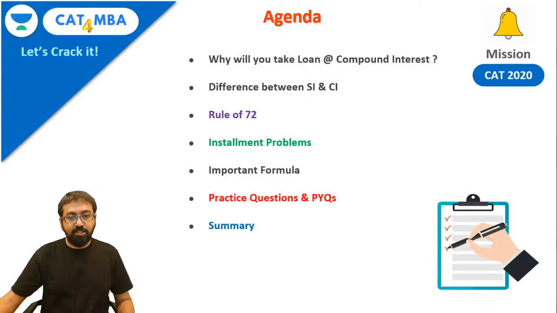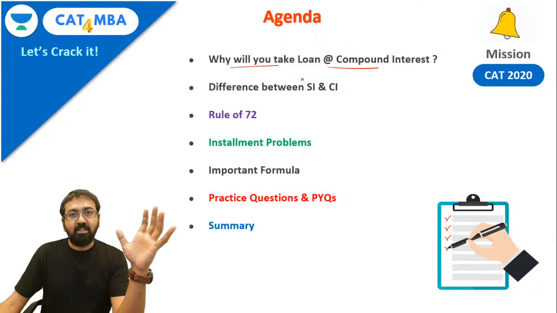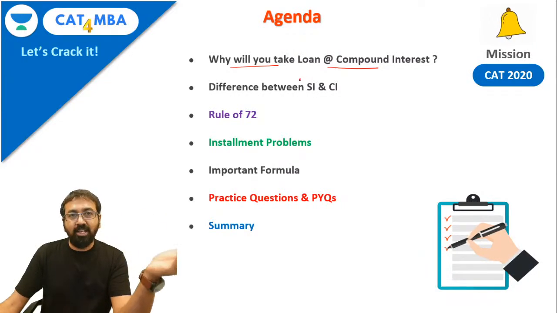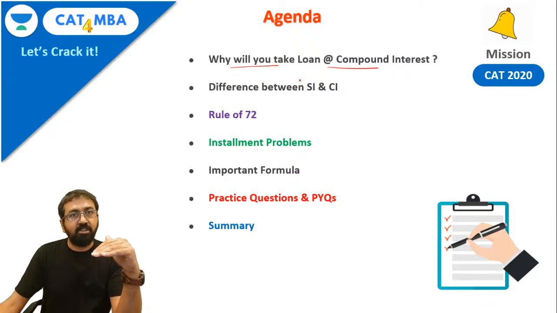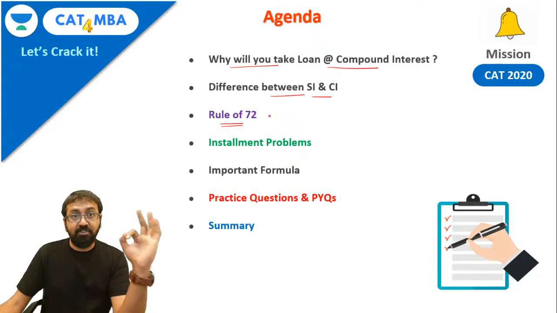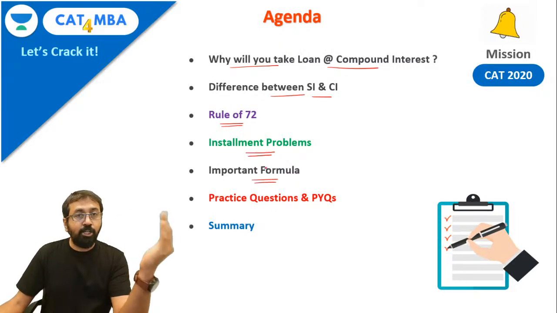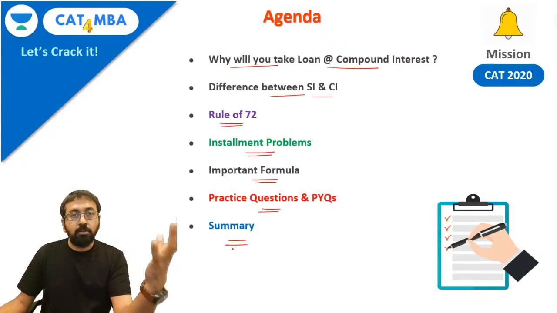This is the agenda for the session. We will quickly understand why you would take a loan at compound interest, because I'm sure all of you have studied in school that in compound interest we need to pay interest on interest. That means we pay more interest compared to simple interest. So why would someone borrow the loan at compound interest? This is what we'll understand first, and then we'll look at the difference between simple interest and compound interest. Then there is an interesting rule of 72 which will simplify many questions that are asked in the CAT exam. We'll look at installment problems and plenty of important formulae, and we'll practice plenty of questions. At the end of the session, I'll also summarize all the points that we have discussed.